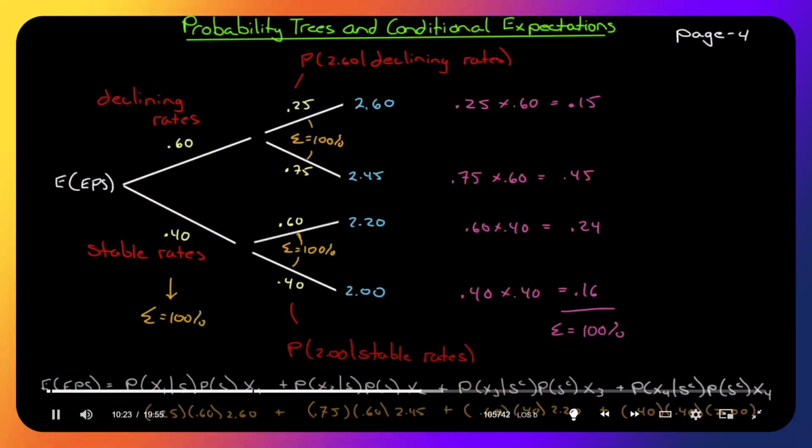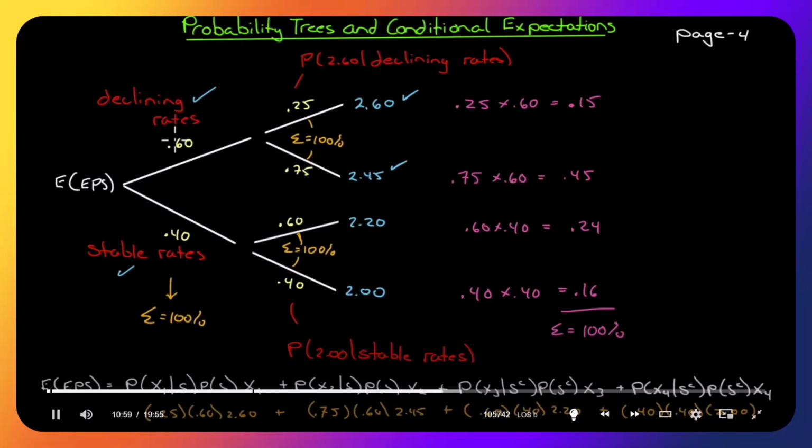All right, let's revisit that earnings per share example with the extended tree. We are given two scenarios in the example. Interest rates could be declining. There's a 60% probability of that event occurring. Or interest rates can be stable with a 40% probability. If interest rates decline, earnings per share could be $2.60 or $2.45. We assign a 25% probability of $2.60 happening and a 75% probability of $2.45 happening.